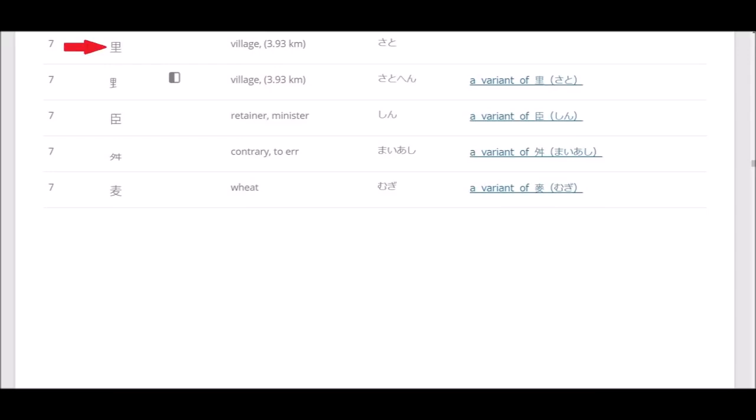Sato, I brought this one up earlier, so if you combine sato with fire, and you put fire on the bottom of it, you get black, because you're burning the village. Sato hen, in this case, if it's a radical, it's on the left side of the kanji. Shin, retainer or minister. Mayashi, contrary to, and mugi, which is wheat.